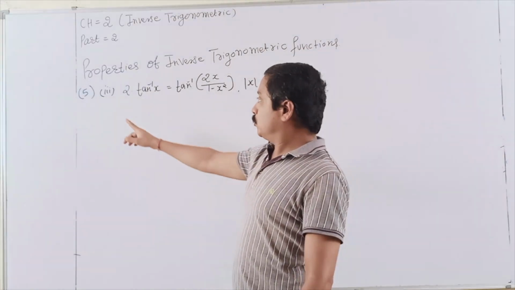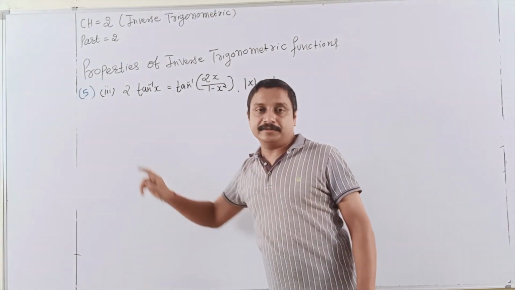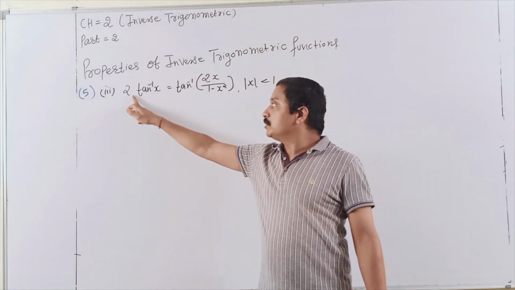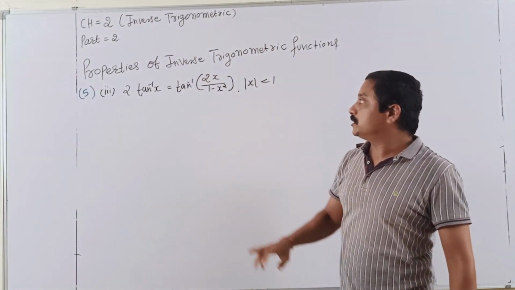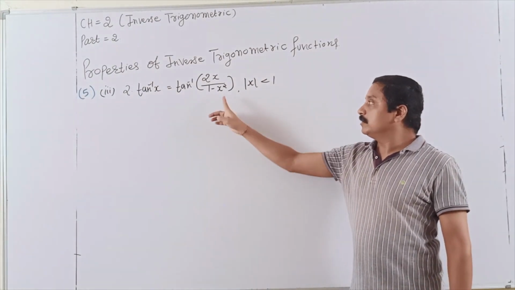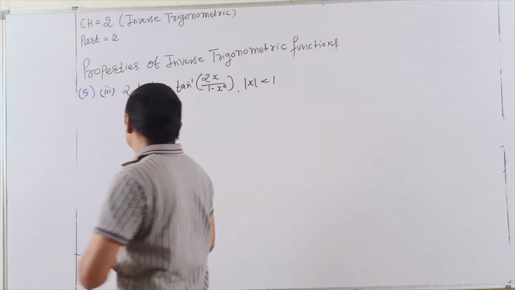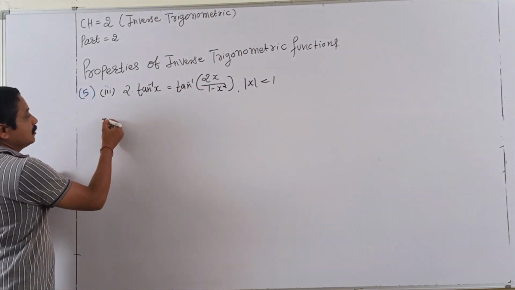Now students, we are going to property number fifth, the third one. It's very easy. 2 times tan inverse x is equal to tan inverse of 2x by 1 minus x square. Yes, this property is very easy students.